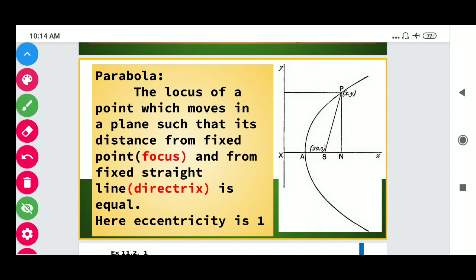And here, if we draw a straight line that passes through the focus and cuts the ends of the conic, then this is called the latus rectum.